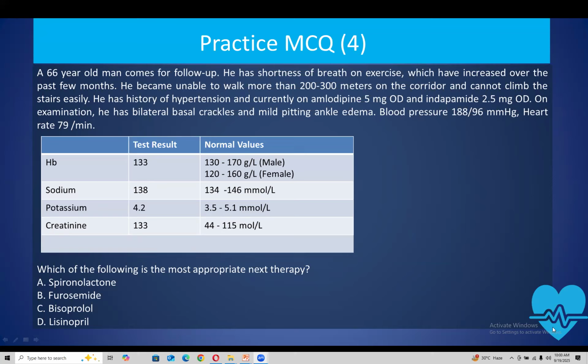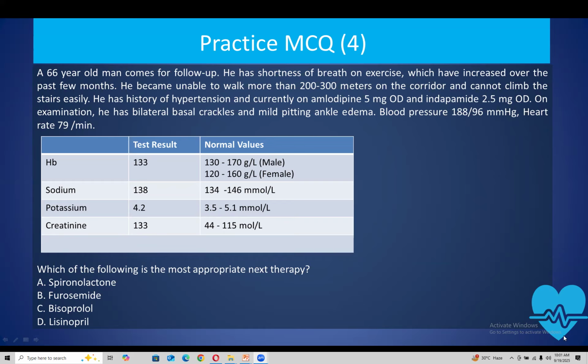A 56-year-old man comes for follow-up. He has shortness of breath on exercise, which has increased over the past few months. He became unable to walk more than 200 to 300 meters on the corridor and cannot climb the stairs easily. He has a history of hypertension and is currently on amlodipine 5 milligrams OD and indapamide 2.5 milligrams OD.